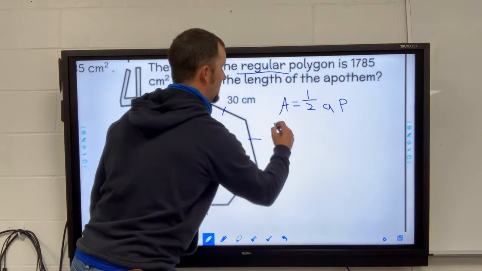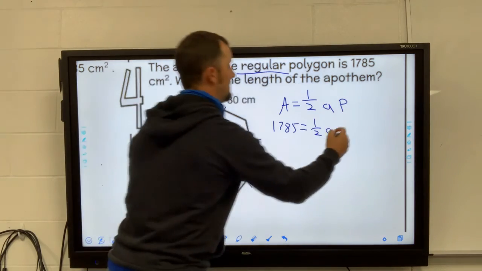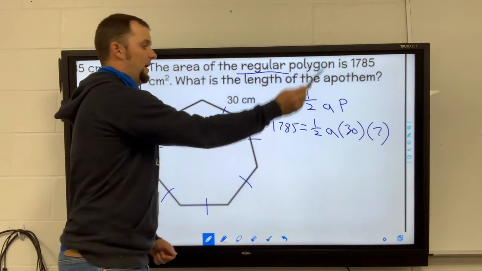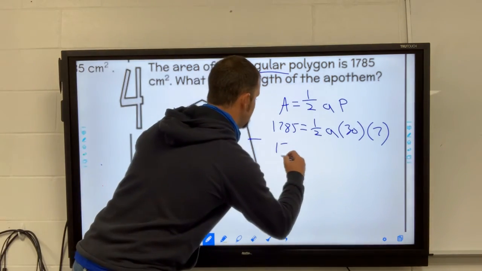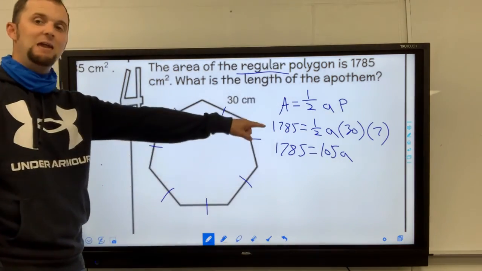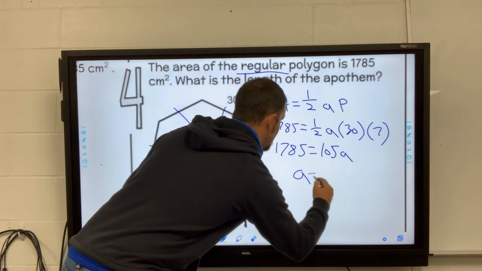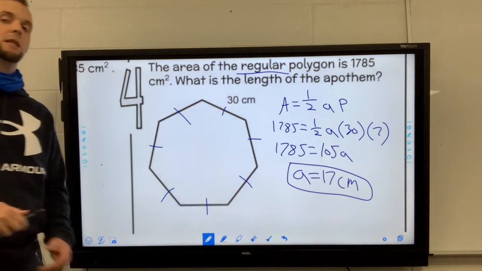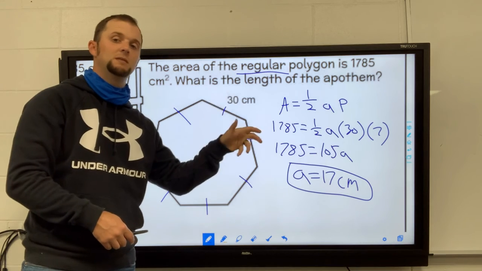So I'm going to plug in my area. I'm going to take 1/2 of the apothem, which I don't know, and then I'm going to do 30 times 7 to get my perimeter. So I'm going to simplify on the right side. If I did 1/2 of 30 times 7, that's going to end up giving me 105, so I would get 105A. Then to get A by itself, I'm going to divide by 105 on both sides, which in the end is going to give me the apothem is 17 centimeters in length. So ladies and gentlemen, this is how you would take the area given, plug it into your formula, and solve for what's missing to get what you need.